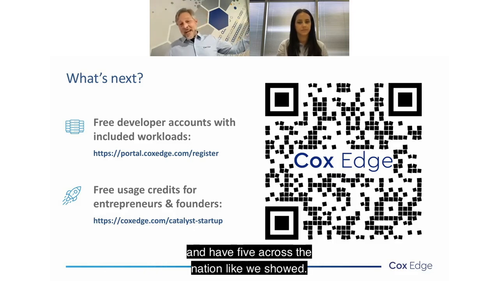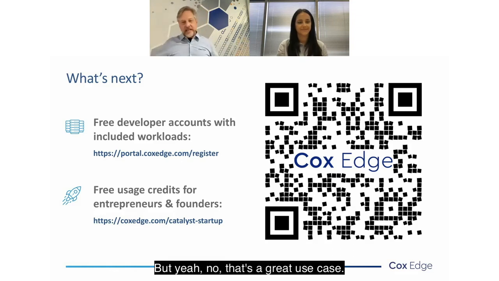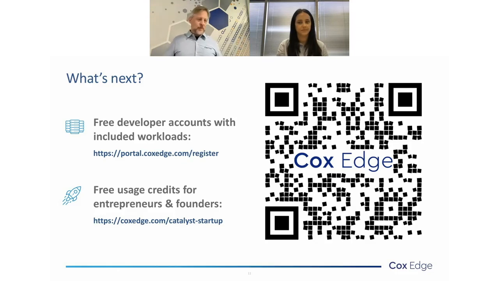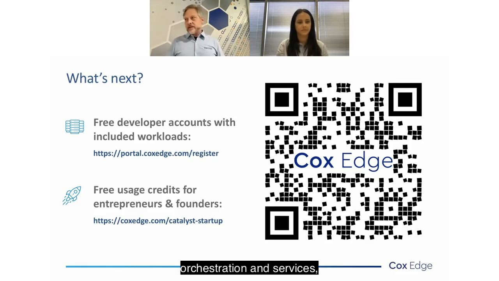We can do 2 more and have 5 across the nation like we showed. But yeah, no, that's a great use case. You still get to use your on-premise orchestration and services, but then you also get the comfort of having something in the edge as well.